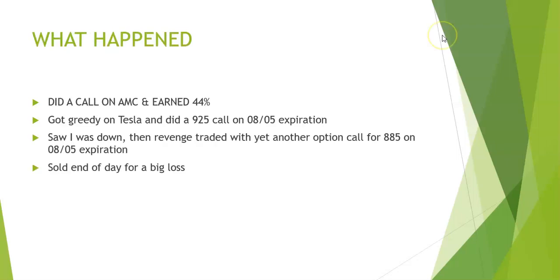Okay, so let's talk about what happened. This past week, I targeted AMC several times. I did 2 swing trades on AMC plus an option that earned 44%. That was my first call option that I've ever done. I had been studying AMC for the past couple of weeks, and it was on my weekly stock pick video from last week. Overall, I earned about 54% or 55% this past week.